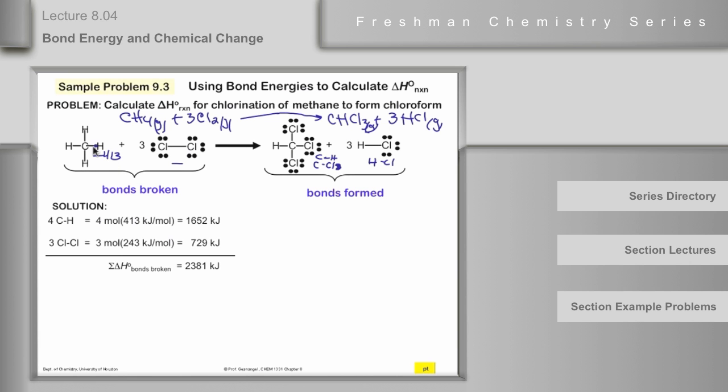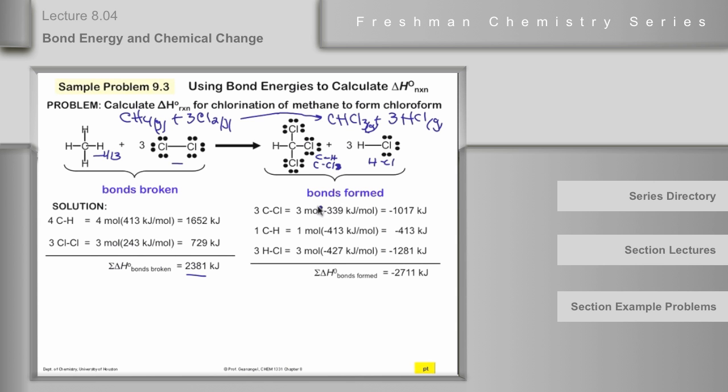This is one CH bond, and there are 4 of them in the molecule. So 4 moles of CH bonds times 413 kilojoules per mole is 1,652 kilojoules. Likewise, for 3 chlorine-chlorine bonds, it's 3 moles times 243 kilojoules per mole. That's 749. And the summation of the bonds broken is this number, 2381. Okay.